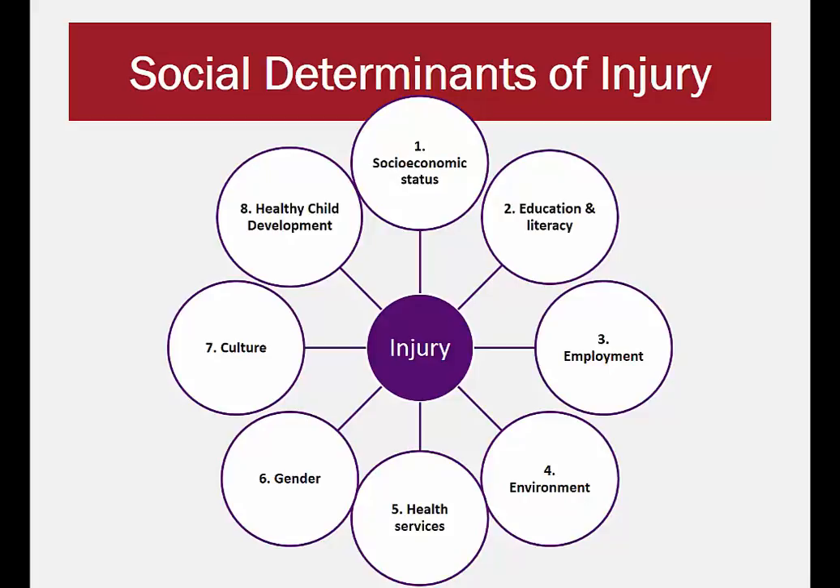The social determinants of injury are the economic and social conditions that influence injury risk in individuals and populations. In this module, we will discuss the following social determinants of injury in more detail: socioeconomic status, education, employment, social, physical, and built environments, healthy child development, gender, health services, and culture. Click on each of the determinants to get more information.